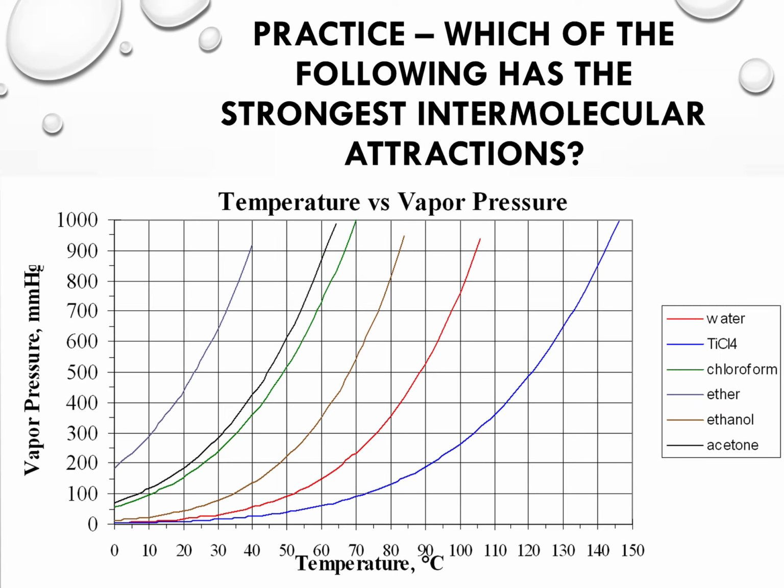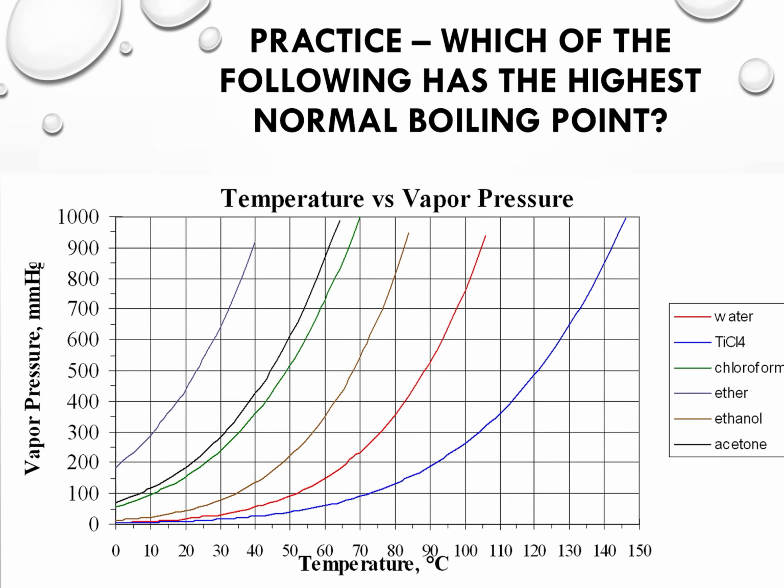Here's another one. Which of the following has the strongest intermolecular attractions? That one will have the highest normal boiling point. So again, we're going to go look at about 760. The highest normal boiling point would be this guy, which is titanium 4-chloride. Okay, and that one has ionic bonds, which makes sense. That's probably a solid, right?